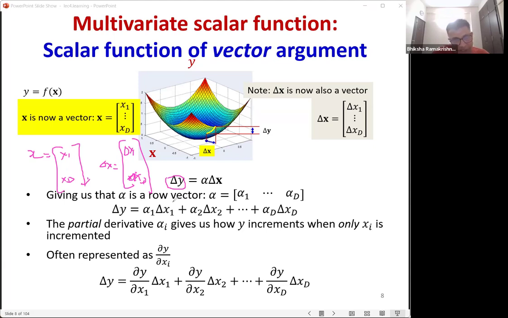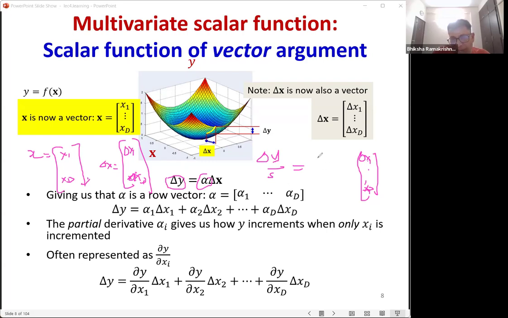It's also going to be a scalar. Delta y is going to be the same as y, right? So delta y is a scalar. Delta x is a vector of this kind: delta x1 to delta xn, transposed. So what will alpha be for this whole thing to make sense? Delta x is a column vector. Delta y is a scalar. What is alpha going to be?